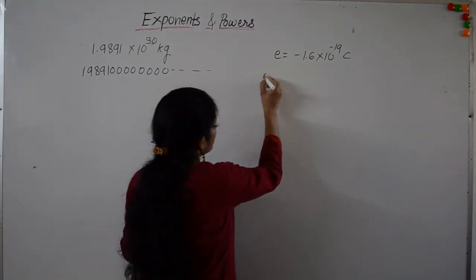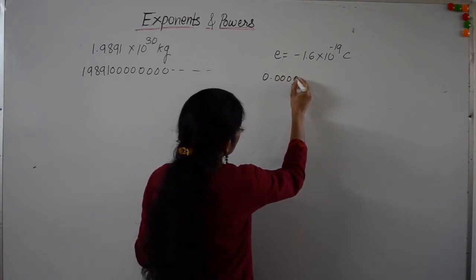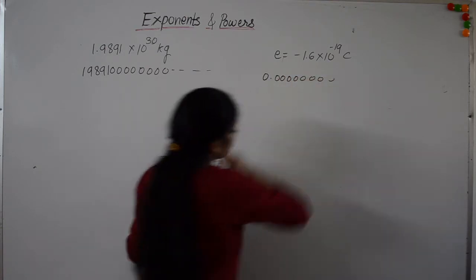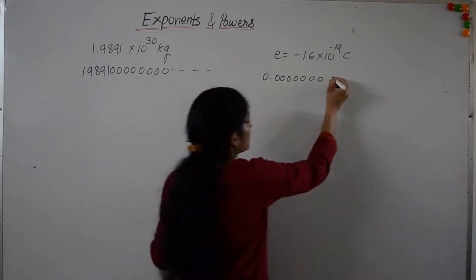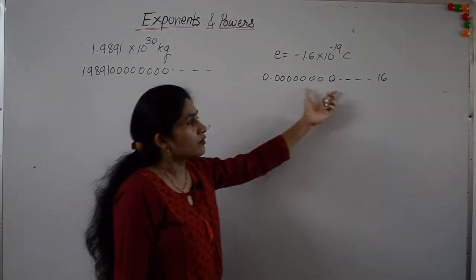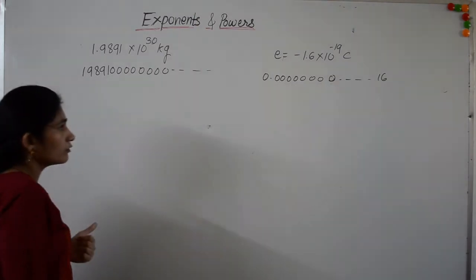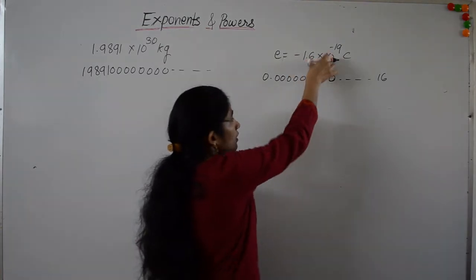If I have to write this in numerical form, I have to write 0.000000. I have to write 18 times 0 and then 16. So again writing this number of 0 is a tedious and time consuming task. Therefore we can express this small number using exponent.